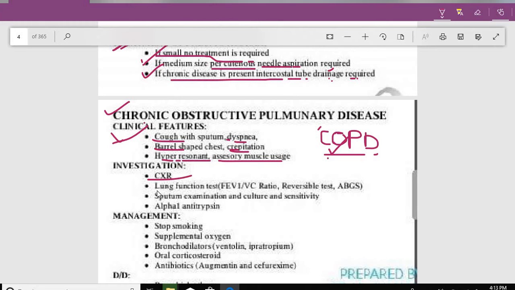Investigations will be chest x-ray, lung function test, forced expiratory volume by vital capacity ratio, reversibility test and ABG. Sputum examination should be done in order to diagnose which organism is causing it; culture and sensitivity is performed. Alpha 1 antitrypsin is also checked because emphysema, which is a type of COPD, is caused by alpha 1 antitrypsin deficiency.